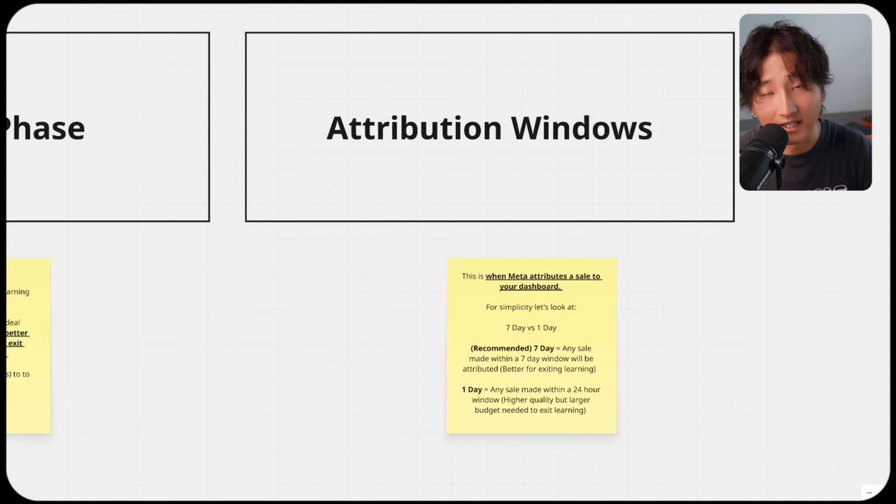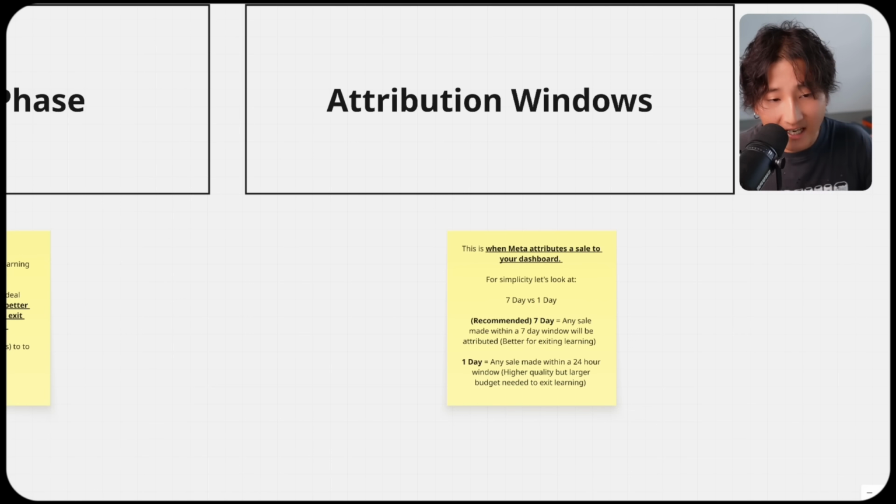Let's start with 7-day. This is what I recommend to anybody just getting started. And this is the default window that Meta gives you. A 7-day attribution window is any sales made within a 7-day window are attributed back to your dashboard. And this is the best for exiting learning.